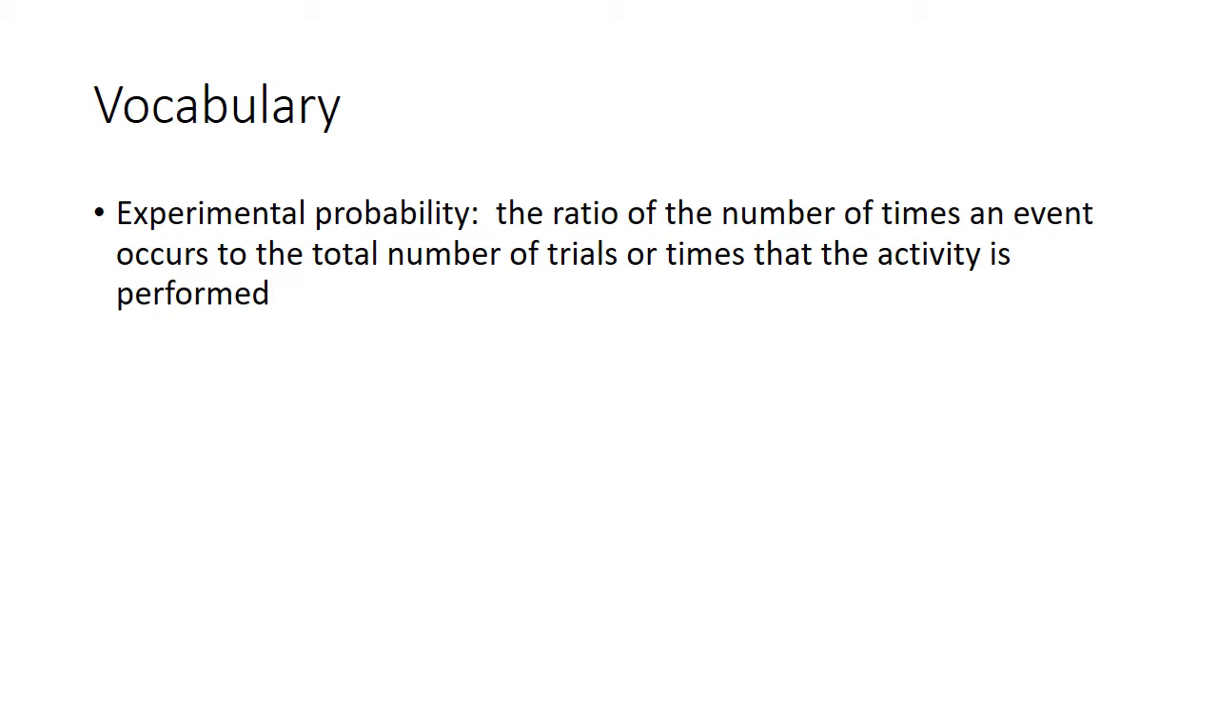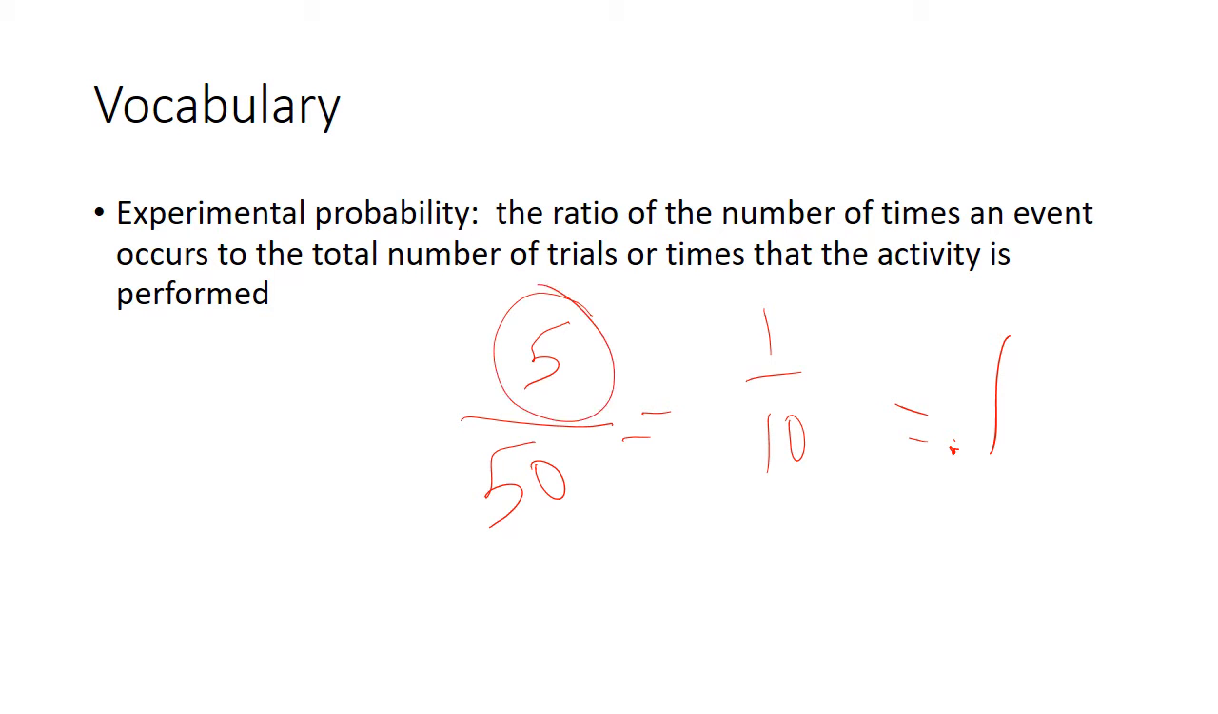So for example, if we're flipping coins and we flip the coin 50 times and we get heads, so let's say we do a total of 50 times and we get heads 5 times out of 50, then our probability would be 1/10, or 0.1. So that would be experimental probability. So in this case, you would need to know the number of times an event happens and the number of total trials that takes place.